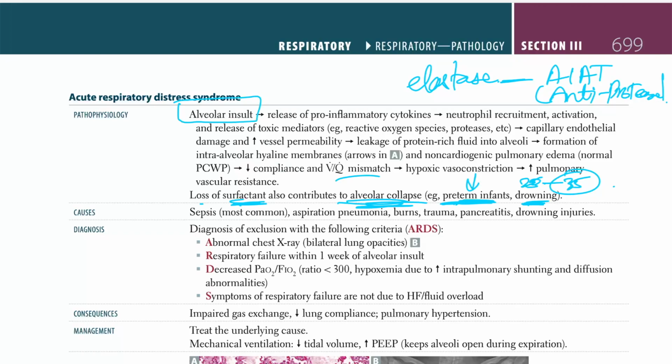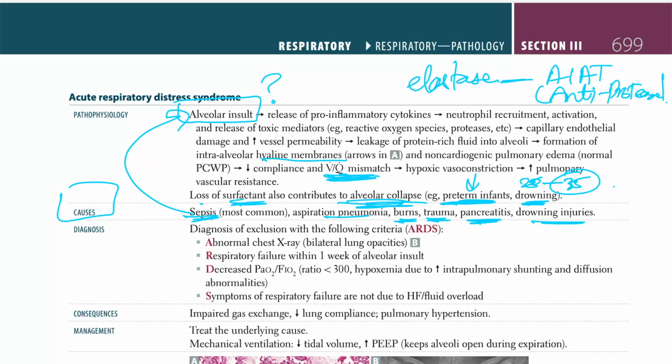The question is, you have all of this damage causing all of this, right? V/Q mismatches, every single thing with the alveolar insult causing hyaline membranes, an air problem. Air is not going through the alveoli into the pulmonaries, causing V/Q mismatches. Why? The question is, why is all this happening? Well, it is happening because of all of these things. Sepsis causes alveolar insult. Aspiration pneumonia causes that. Burns, trauma, pancreatitis, drowning injuries.